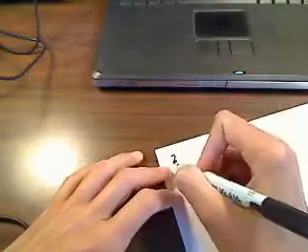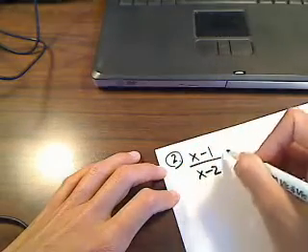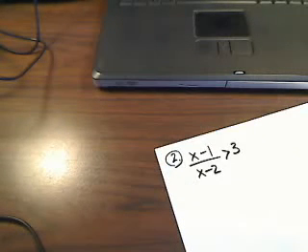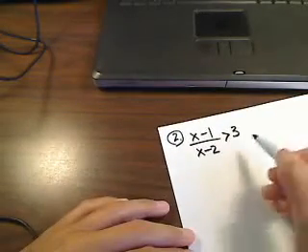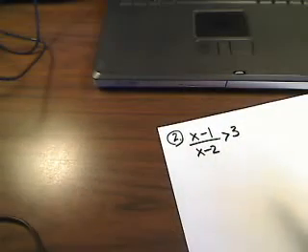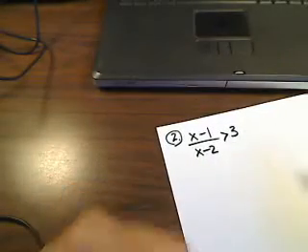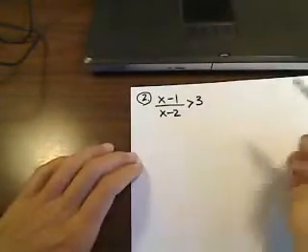Let's try this one. x minus 1 over x minus 2 greater than 3. Okay, so with rational inequalities, you're doing the same basic thing. You have to bring this over and set it to 0, and then you're actually going to take the numerator and the denominator and set them to 0, to find those partition points.